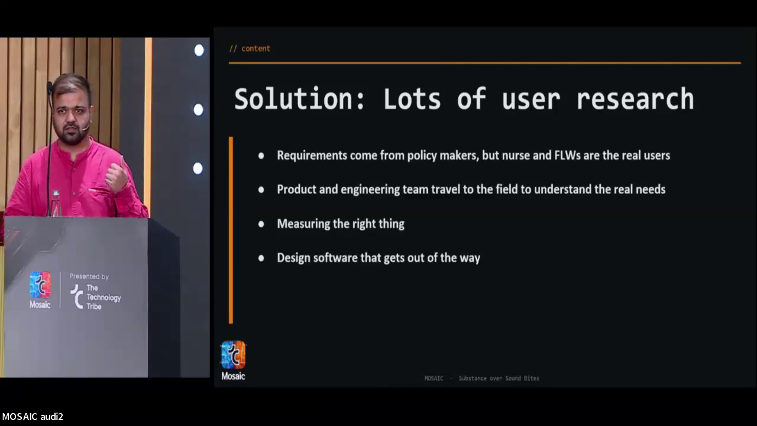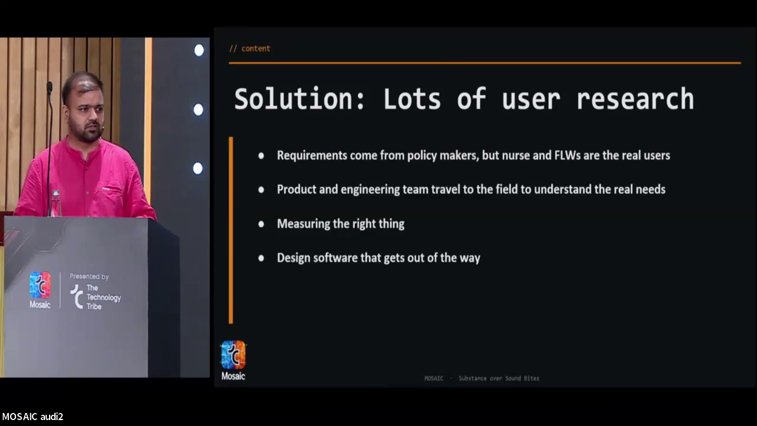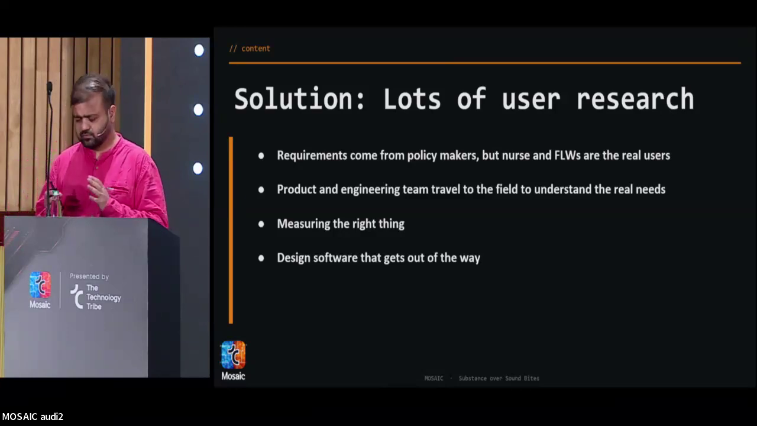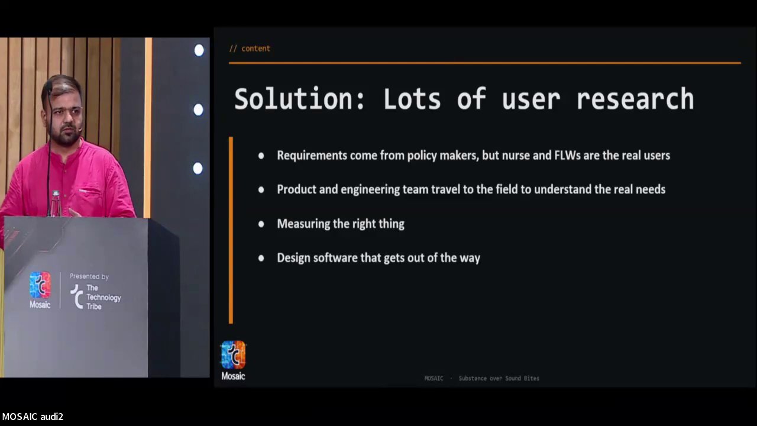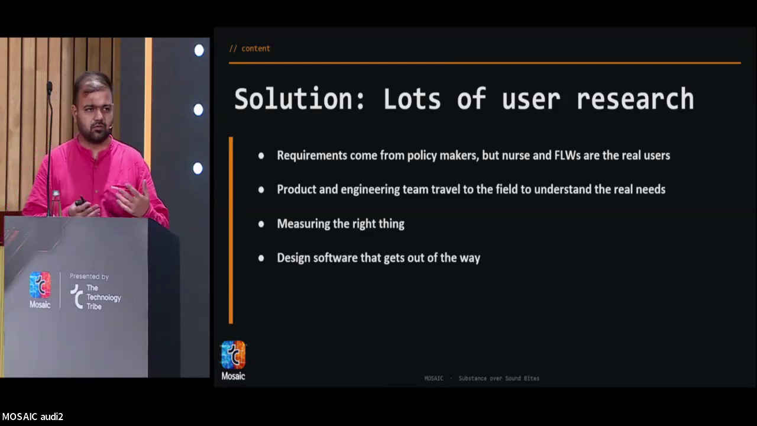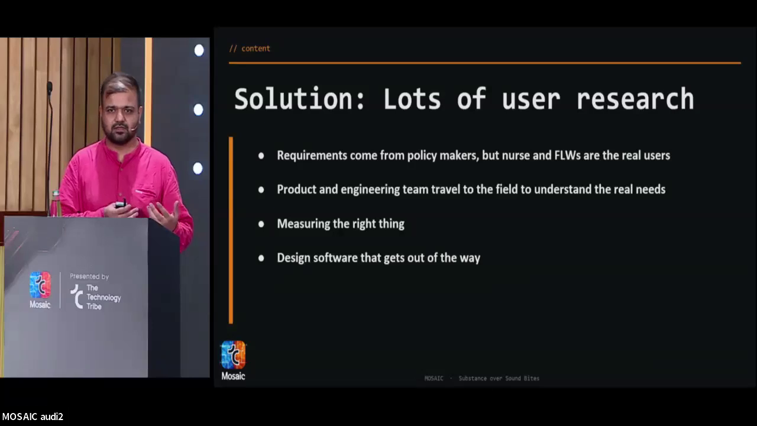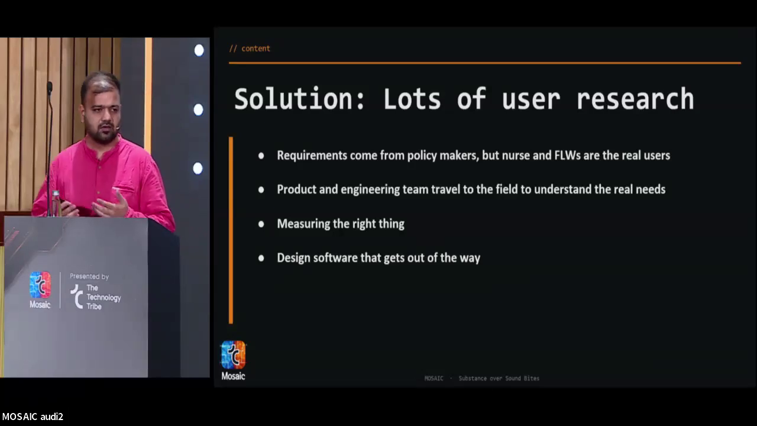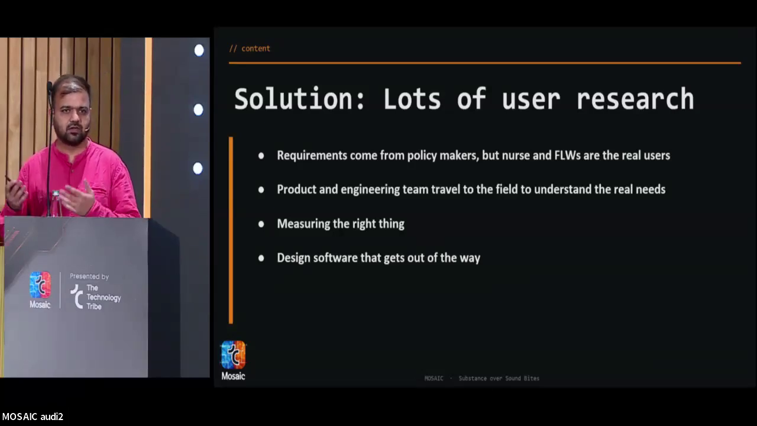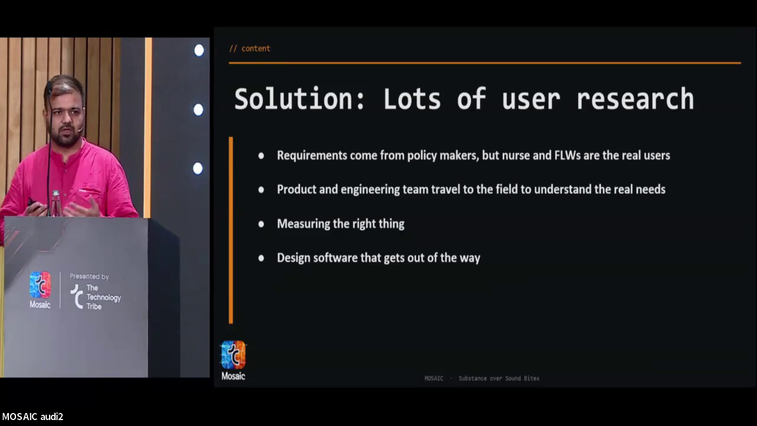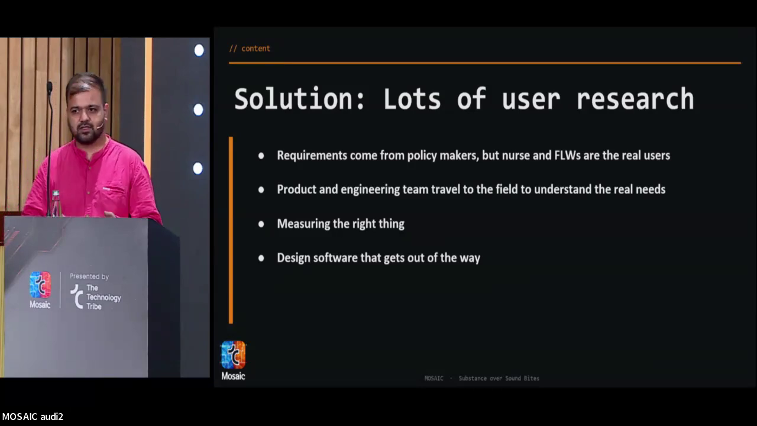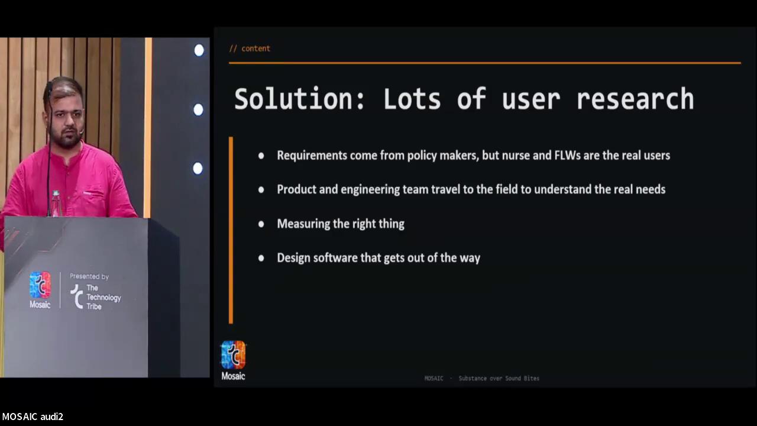To solve for this, what we had to do was a lot of user research. As with any complex system, you have misaligned incentives. And here, the misaligned incentives were that the requirements come from public health experts, policymakers, and doctors, whereas our real users are the frontline workers, the nurses and the ASHAs.